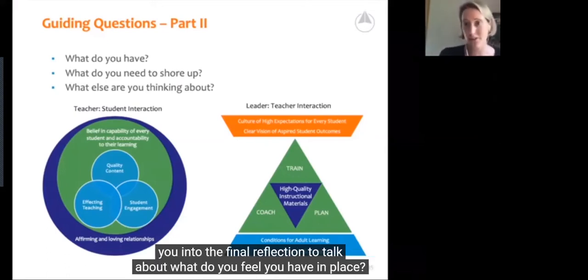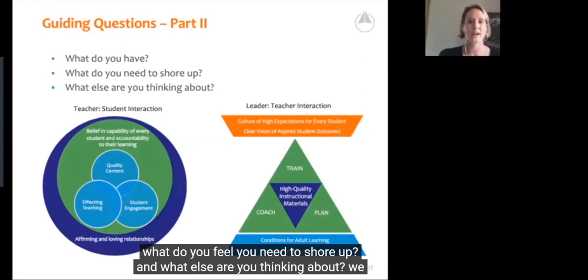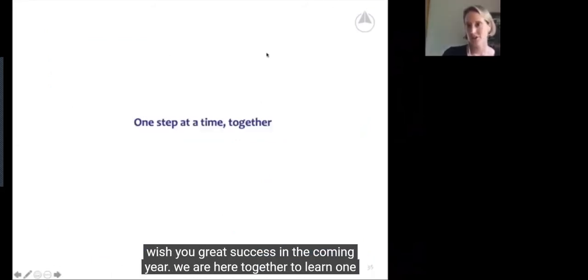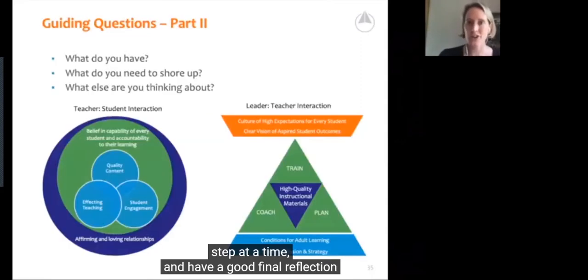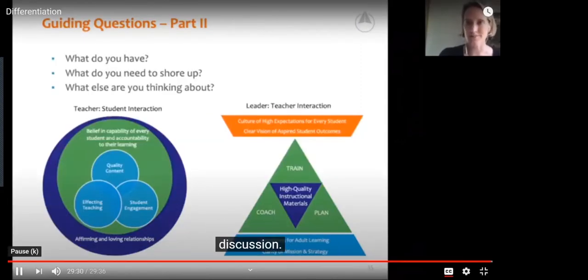So we'll send you into the final reflection to talk about, what do you feel you have in place? What do you feel you need to shore up? And what else are you thinking about? We wish you great success in the coming year. We are here together to learn one step at a time and have a good final reflection discussion.